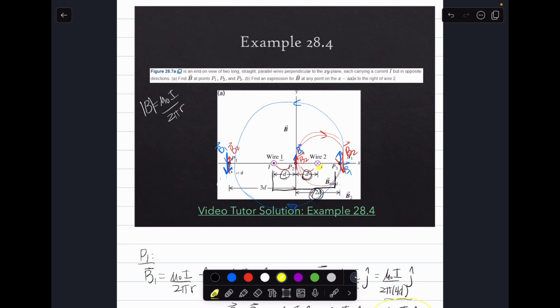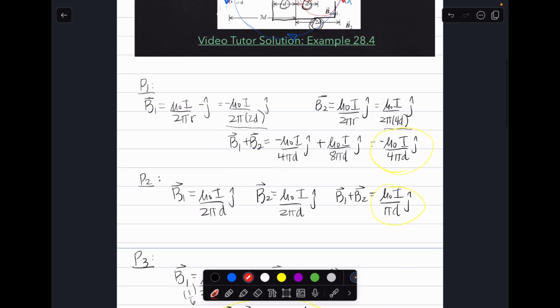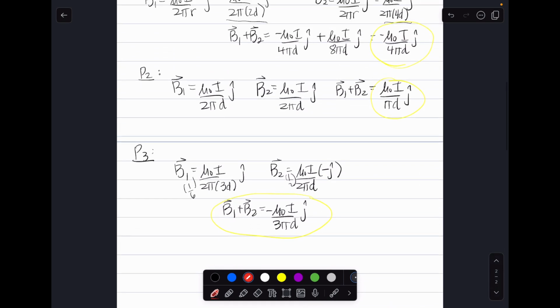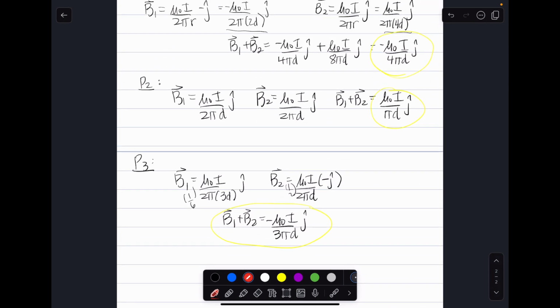So the contribution of the field due to wire 2 is going to be the greatest. And the magnetic field direction of wire 2 is down, so we should definitely have a negative number. So all that makes sense. All we've done is just do some vector addition, okay? Keeping track of the distances, doing the right-hand rule for each wire.